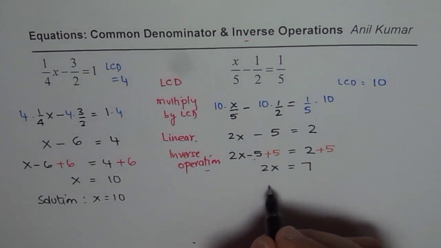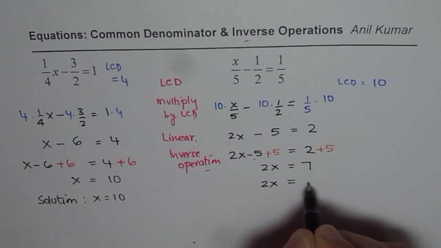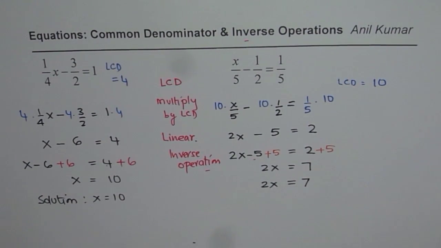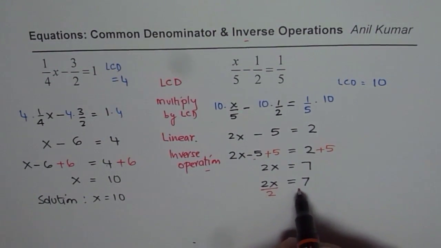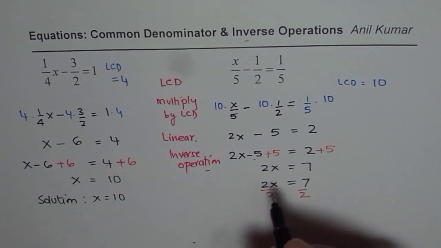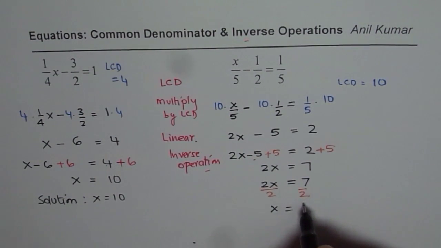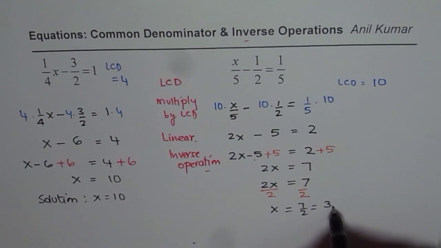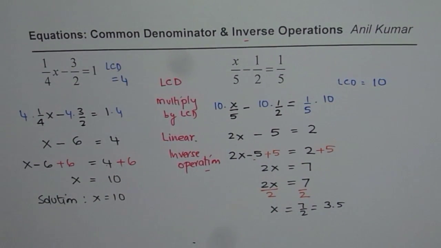Now to find x, what should we do? We are left with 2x equals 7. We should divide by 2 on both the sides. So that gives us x equals 7 over 2, or 3.5. So x equals 3.5 is the solution for the given equation.